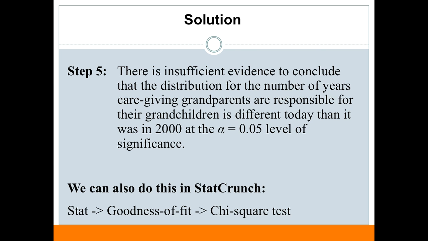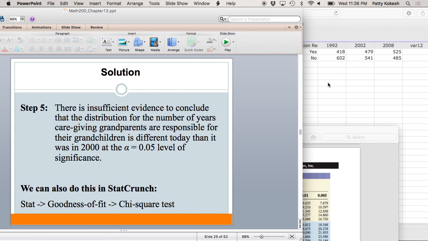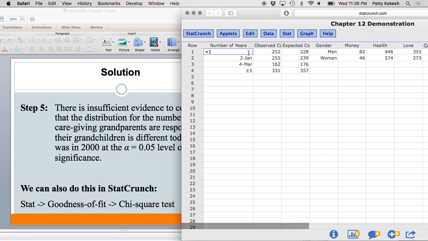Now, I want to show you how to do this in StatCrunch as well. It's very easy. So this is the goodness of fit test. Really what I'm going to do, if you look over here, let me make this a little wider so we can see it. We have the number of years, and I apologize, some of these are formatted as dates because I put them in like as 1 to 2 years.